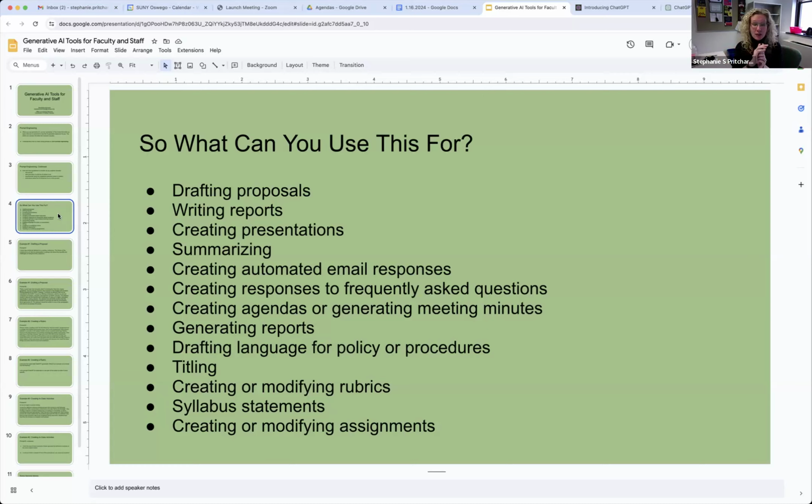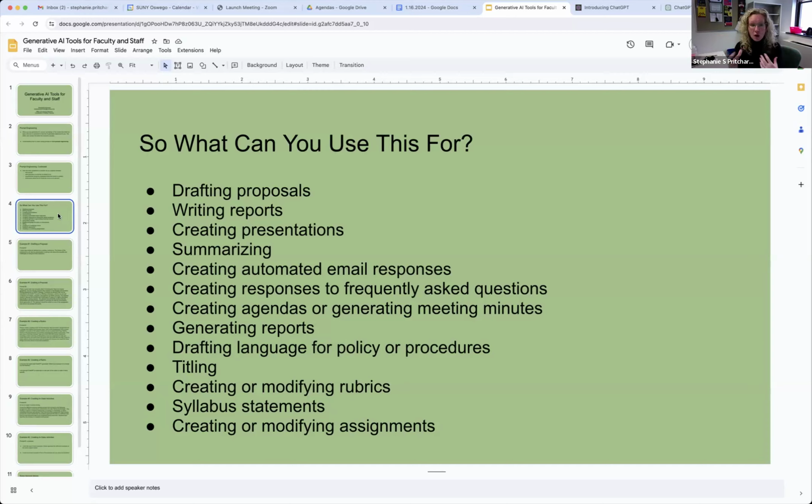So I will tell you that probably my favorite thing to use generative AI for is titling. I stink at titles. I find them really hard. I'm also really intimidated by them. So I really love to use AI to help me come up with titles for all sorts of different things. Titles for presentations, titles for different projects that I'm working on, right?